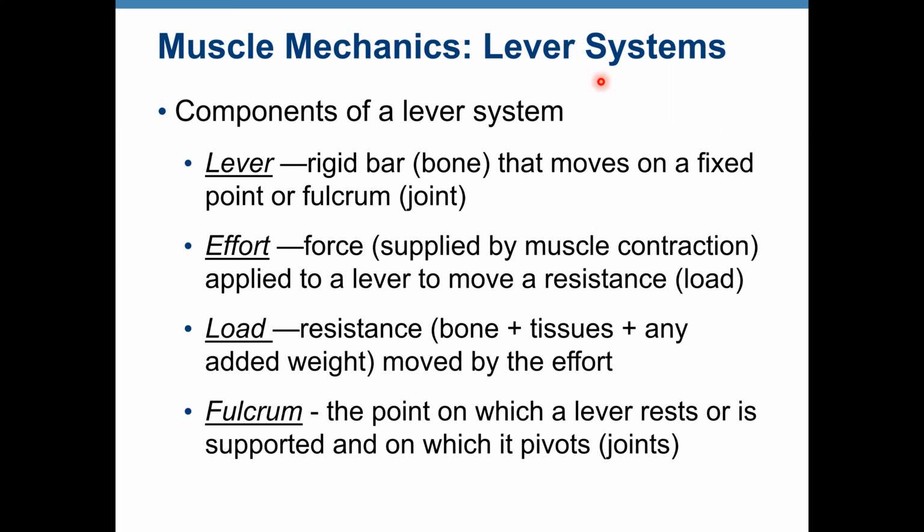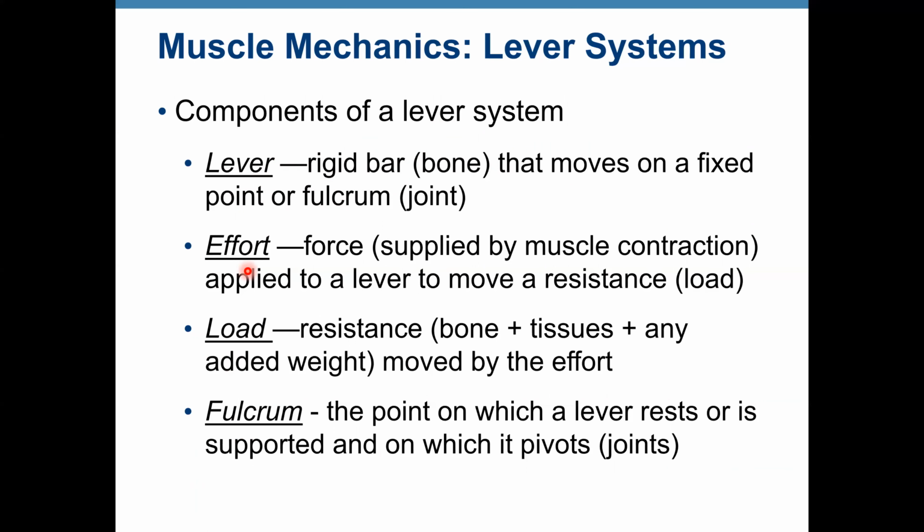Also, muscles work as a lever system. And as with any lever, a lever system consists of several parts. So there will be a lever, and if we're talking about just some mechanical lever, it will be a bar. In anatomy, it's a bone. A bone that moves on a fixed point, or a fulcrum. So here's a fulcrum over here. So we have a lever, that is a bone.